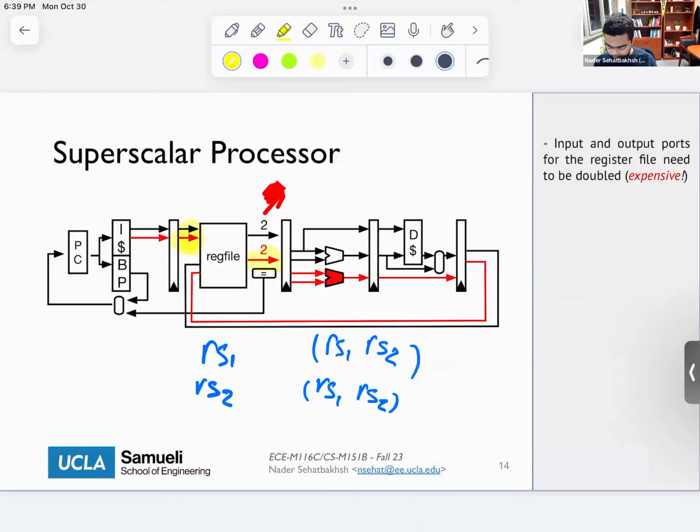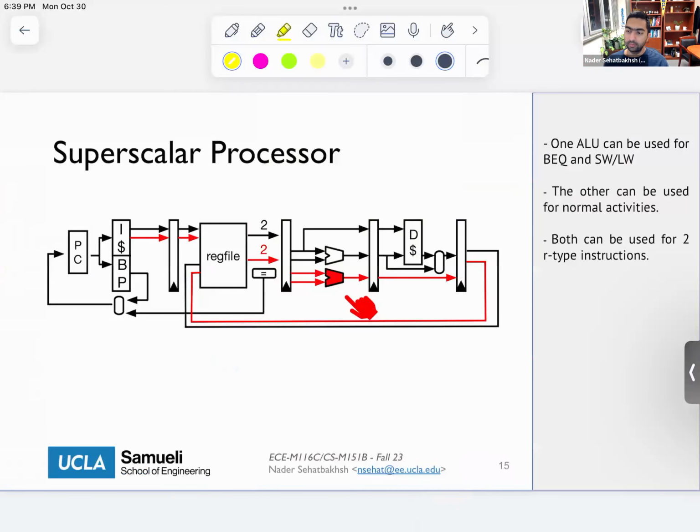So let's continue. So as I said, this is expensive in terms of adding. Expensive, by expensive I mean expensive in terms of area and power. But it's very beneficial in terms of performance because now I can run two things at the same time.